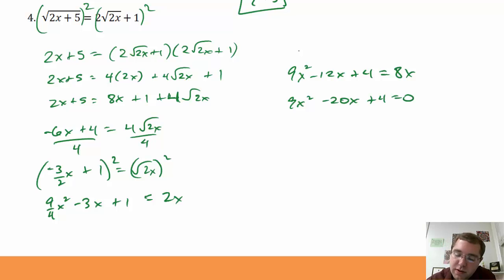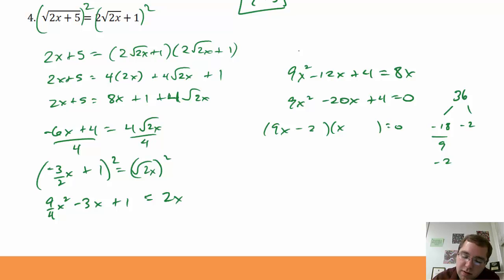Factor. 9 times 4 is 36. Find factors of 36 that add together to give me negative 20. How about 18 and 2? As long as I make them both negative. And I divide negative 18 by 9, I get negative 2. So I've got 9x and x, negative 2, negative 2. 9x minus 2 times x minus 2 equals 0. That means x equals positive 2/9, or x equals positive 2.